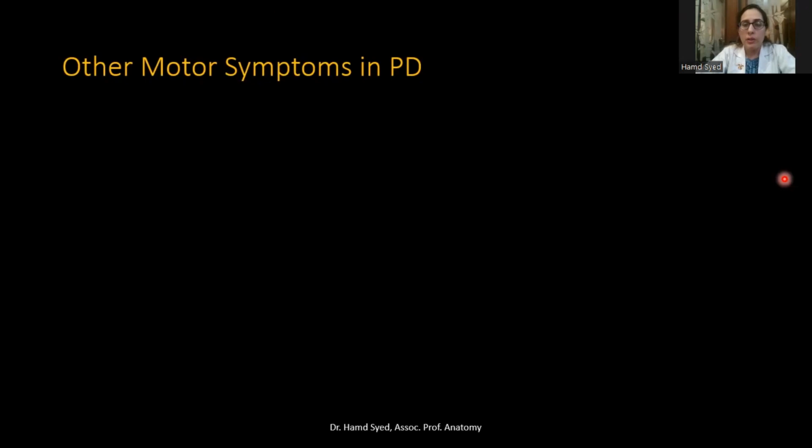Okay, so keep this in mind that when we were talking about the cardinal signs of Parkinson's disease, it is not necessary that all of these signs would be present within one patient, but a different constellation of signs and symptoms are present, and either of these are going to be there in this patient.